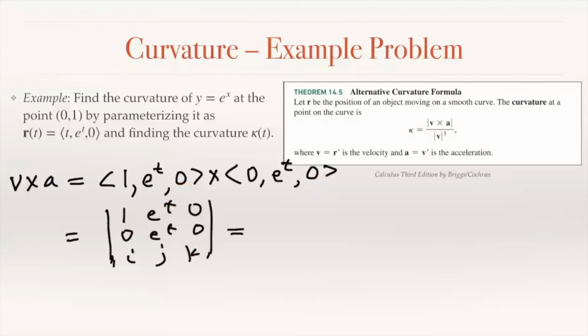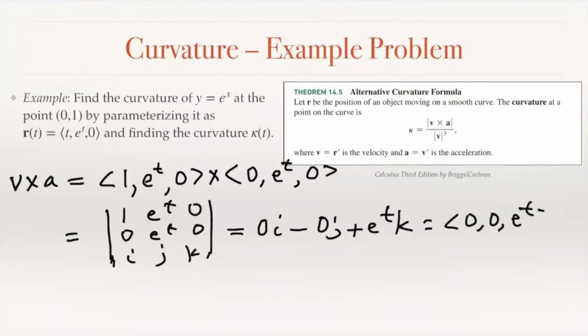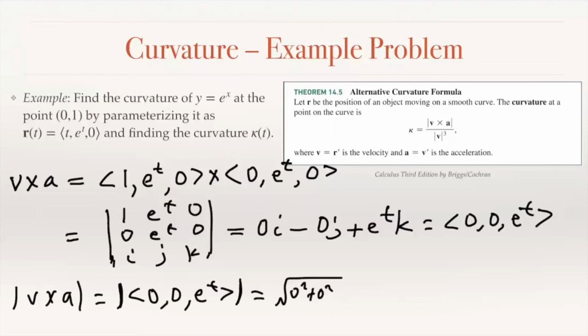Okay, and now we go through this determinant. So we have i times e to the t times 0 minus 0 times e to the t, which is 0i, minus j times the submatrix, which is 1 times 0 minus 0 times 1. And k, we have 1 times e to the t minus e to the t times 0, which is e to the t. So that's the same as (0, 0, e to the t), our cross product. And then the magnitude of the cross product. Okay, if we want to write it out like this, we can. But that's just the square root of a square, and e to the t is always positive. So it's just e to the t.